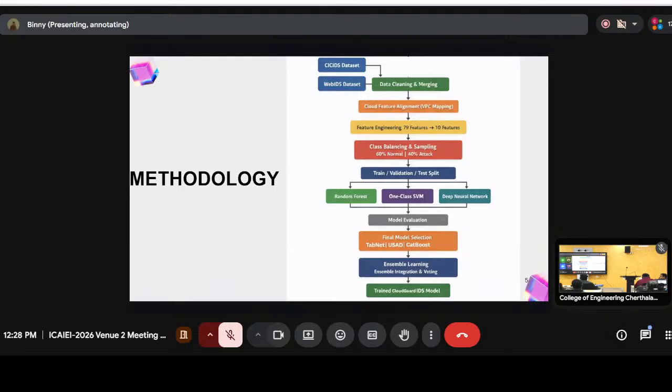we used a supervised learning technique called CatBoost, which uses gradient boosting. Then we used the USAD technique, which is an unsupervised anomaly detector. And third is the TabNet classifier, which is a transformer-based architecture. Then finally, in the last layer for making the final model, we did ensemble learning, which is called hybrid learning. After that, we got the final trained cloud IDS model.